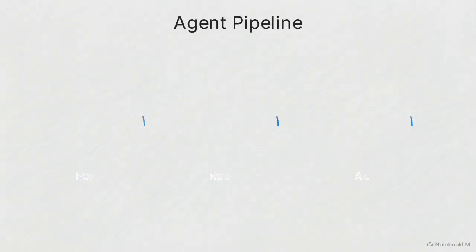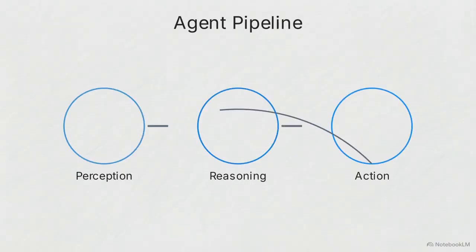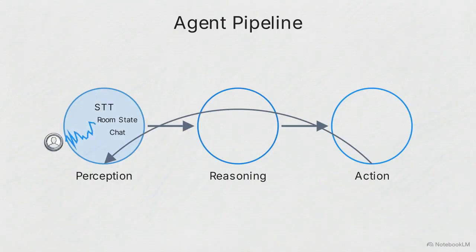This flowchart details the agent pipeline. The first phase is perception, where multimodal signals, including STT, room state, and chat messages, flow into the processing core. STT stands for speech-to-text, a low-latency transcription process that converts spoken audio into machine-readable data.